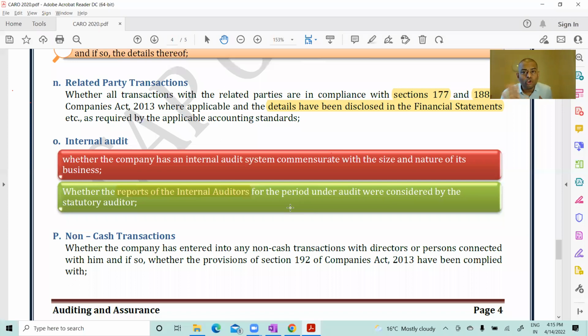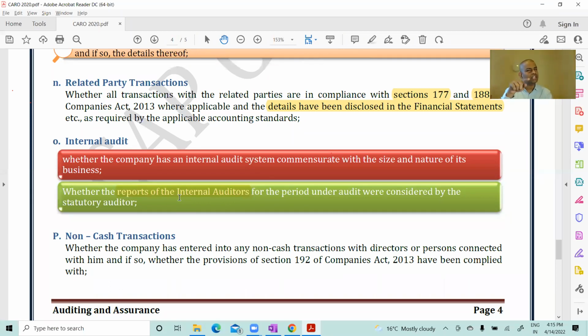Internal auditor will not report to me. Obviously, internal auditor will report to management. But I have to ask for the copy and I need to get it. So did I consider it? You have to consider, because there will be so many important areas in the internal auditor's report. So that is your second point. This is also one new addition in CARO.